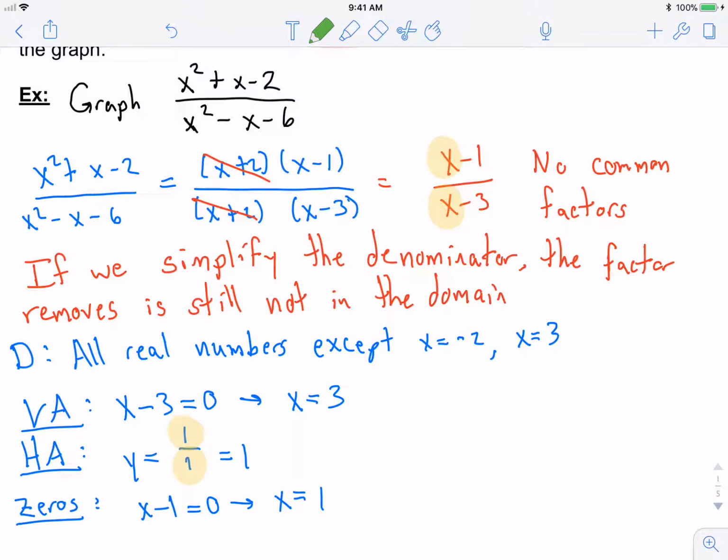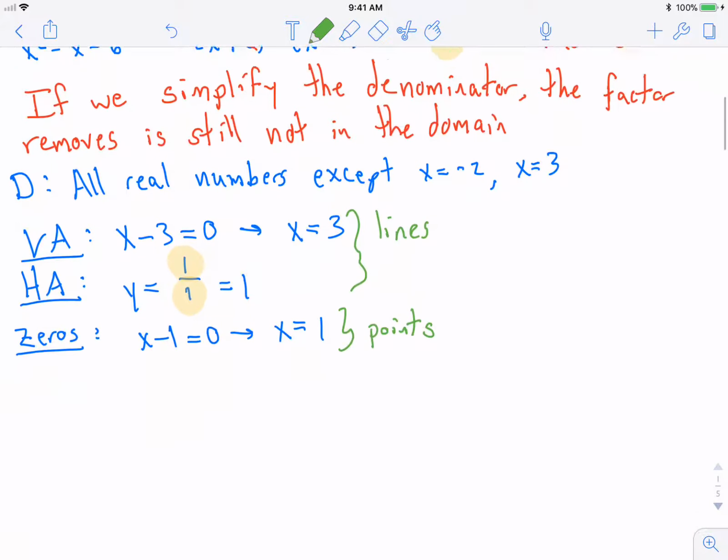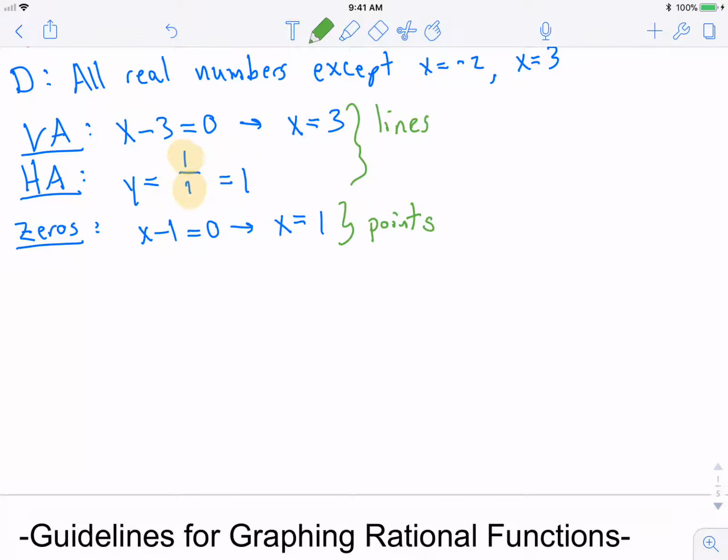So let's do a quick side note here. Remember, asymptotes are always lines, and zeros are points. So even though the notation looks the same, this is a change we need to keep in our head. When we're doing asymptotes, we're always going to be drawing lines. And for zeros, we're always just going to be marking down points. So let's start graphing here.